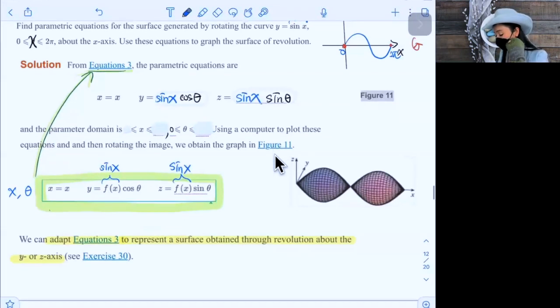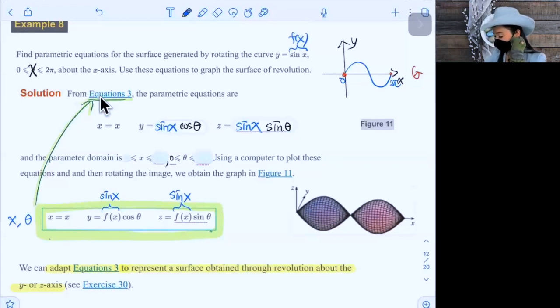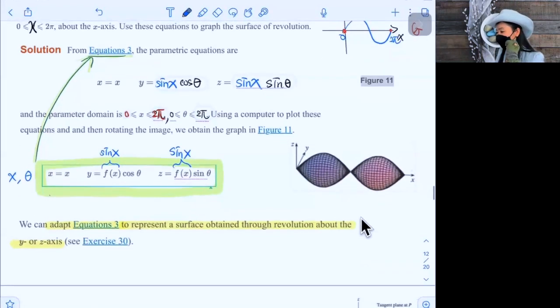All right. And the parameter domain: we want to see the x and the theta, the two parameters. What are the restrictions on them? X is between what and what? 0 to 2 pi? Yes, it says here x between 0 and 2 pi. And then what about theta? Theta between 0 and 2 pi, because it's one rotation, right? So that's how you do it for a surface of revolution. You can use x and theta to parameterize it like this.